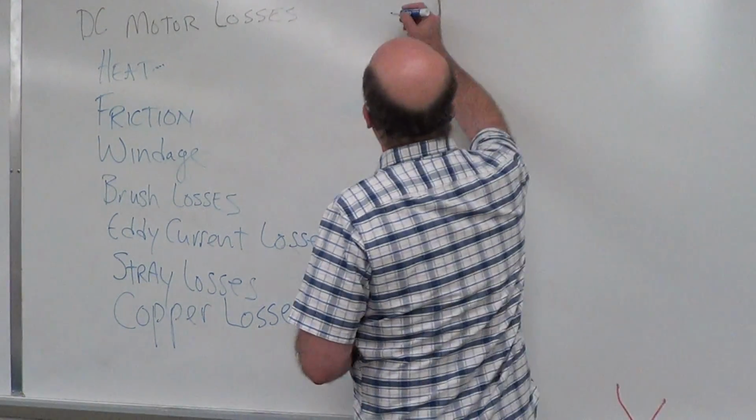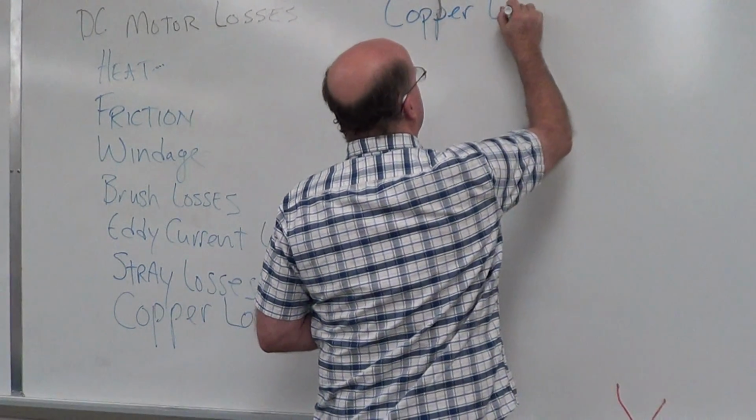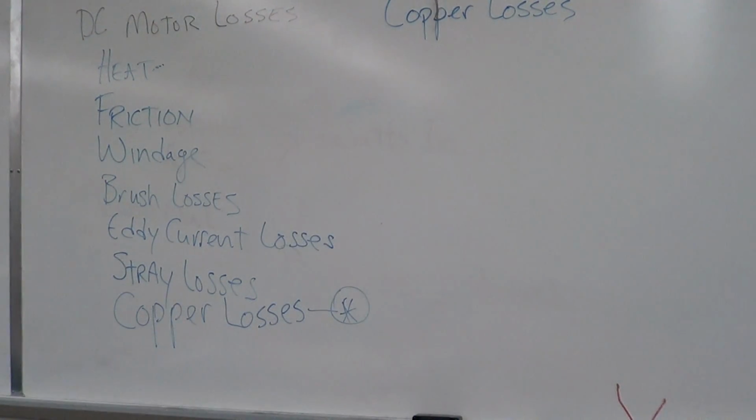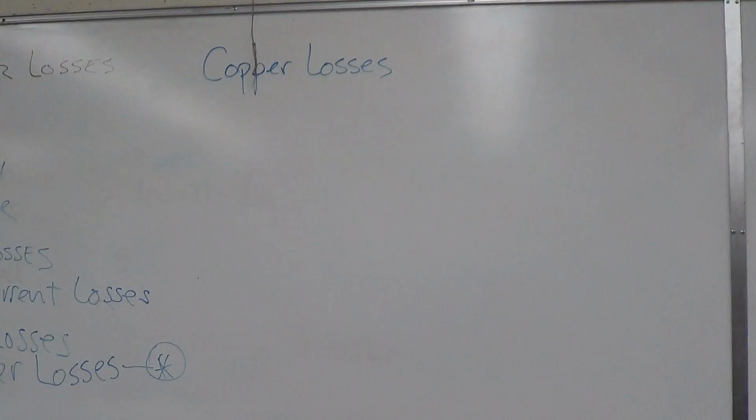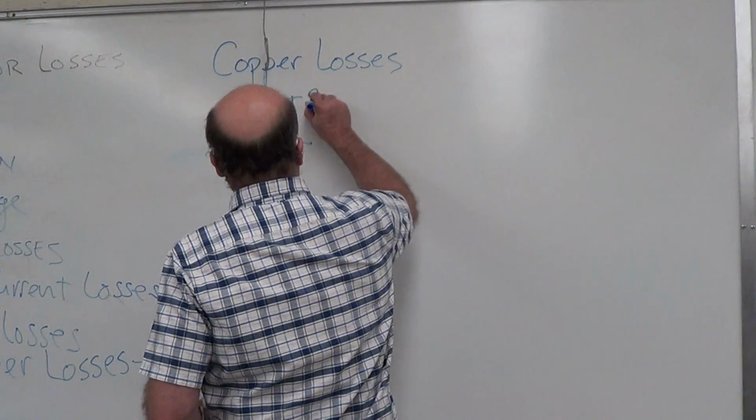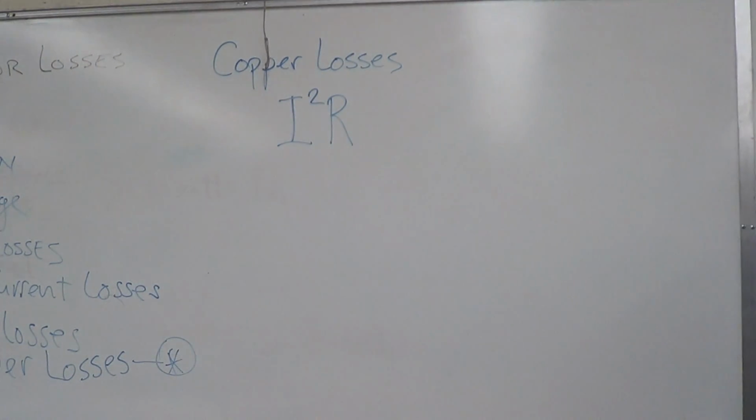You've got your copper losses. What kind of copper are we talking about? Winding. All your windings, right? What we're talking about are your I squared R losses. I squared R. What is I squared R also known as? Power. It's our power losses.